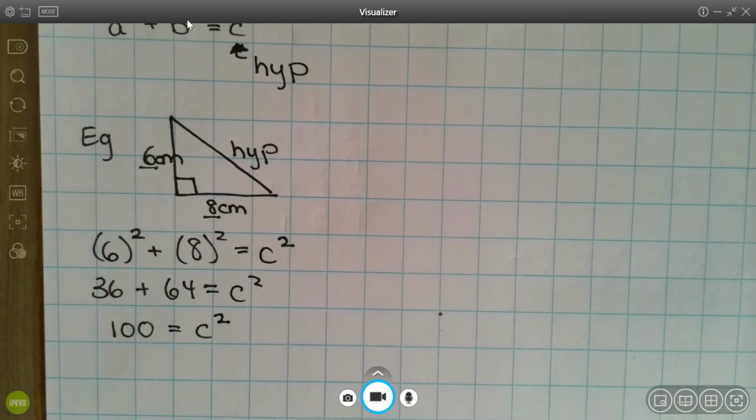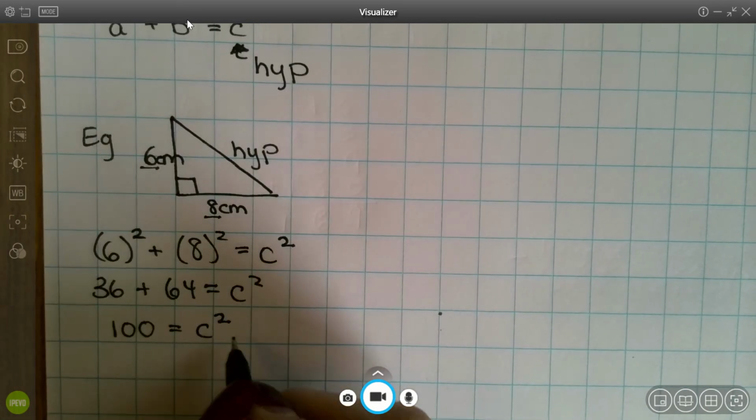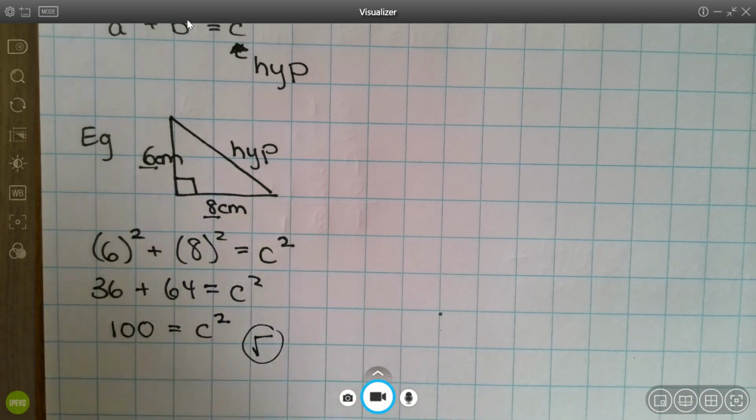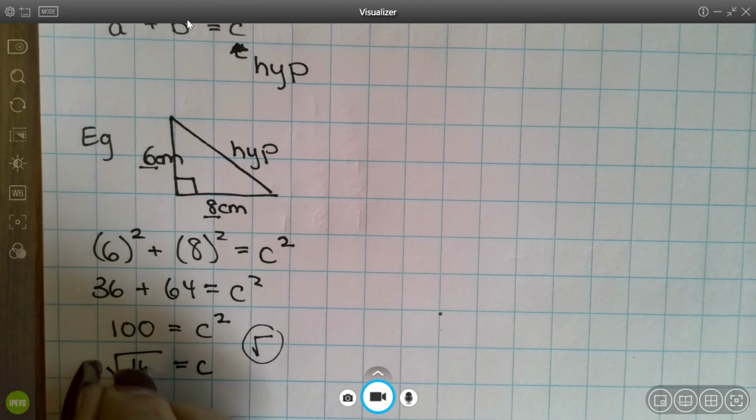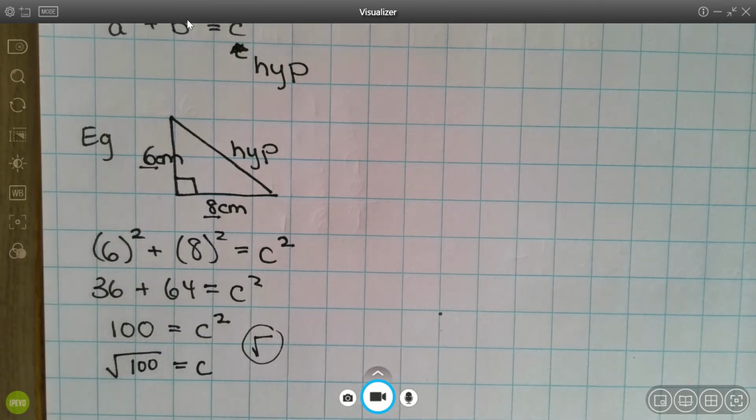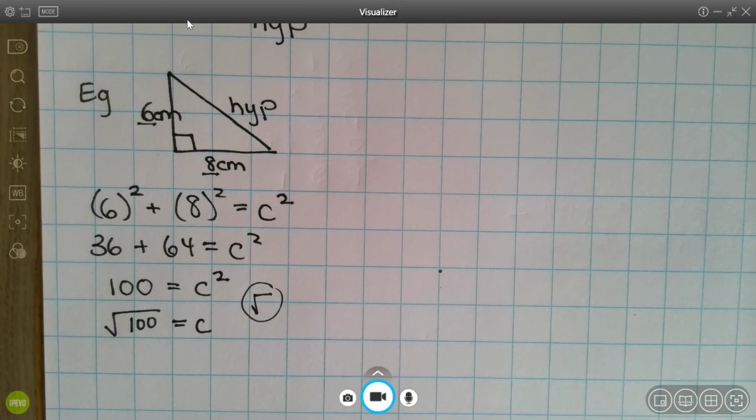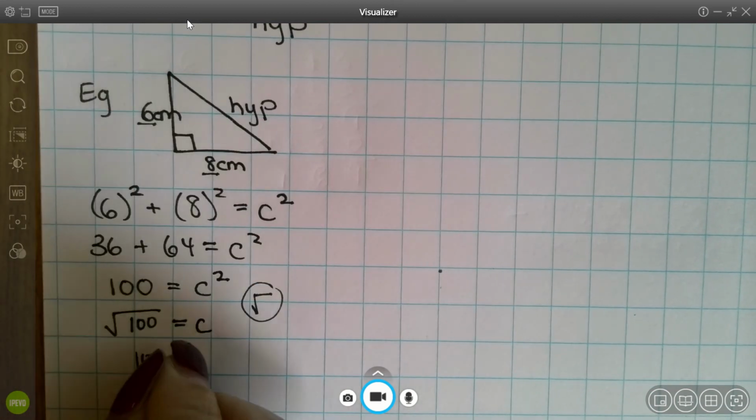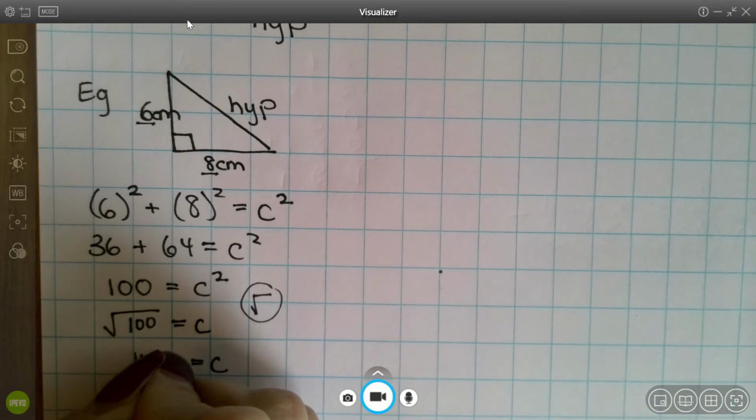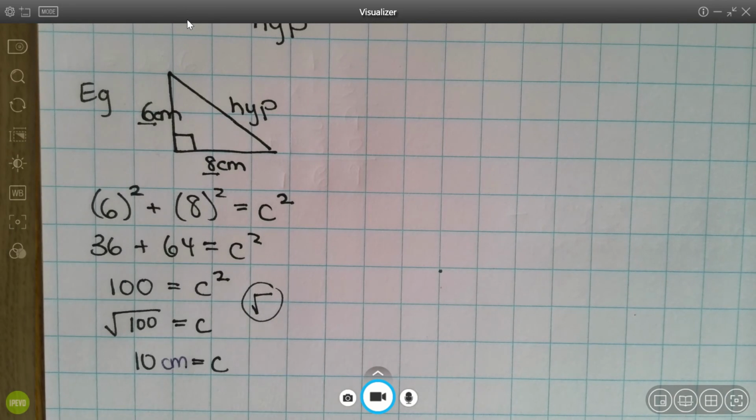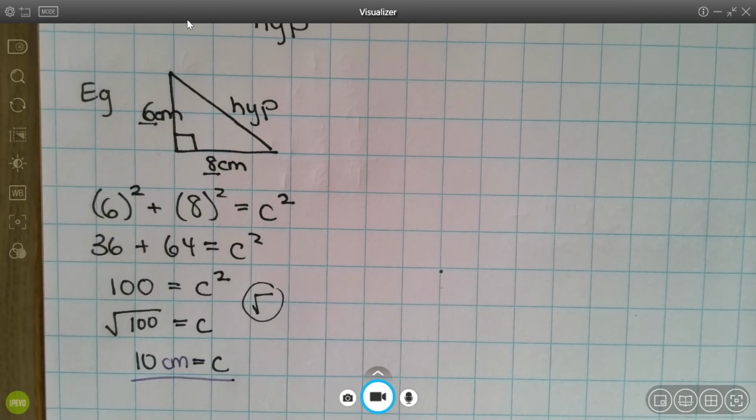So the inverse of squaring something is square rooting. And by doing that, we're left with just our c. And the square root of 100 means what times itself gives you 100. And the answer to that is 10. A lot of people will give me that answer, and they've done a very good job using Pythagoras' theorem. But you always want to make sure that you put your units in. So it'll be 10 centimeters as the length of our hypotenuse.